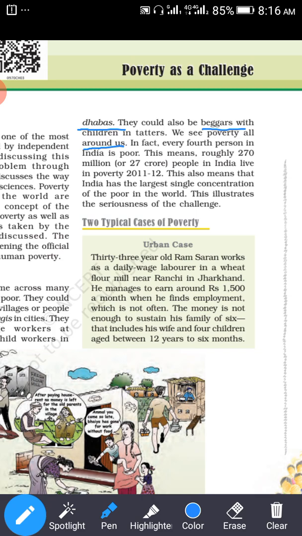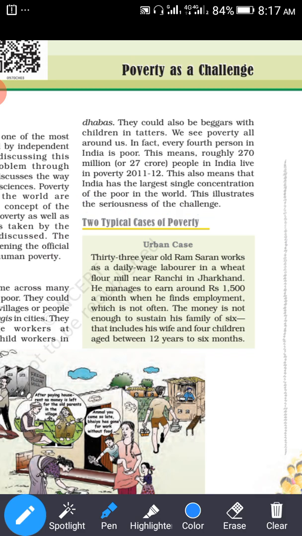And these poor people are an important challenge for the country's development. While there are still poor people, the country cannot be developed. And here you may see that every fourth person in India is poor. Every fourth person. What does it mean? 270 million, that is 27 percent. It means that India has the largest single concentration of the poor in the world. We have to compare with the world. And this shows how serious a condition it is, a challenge for development.